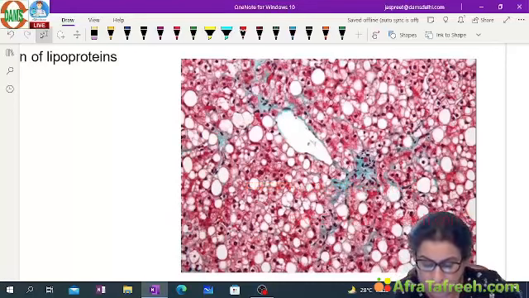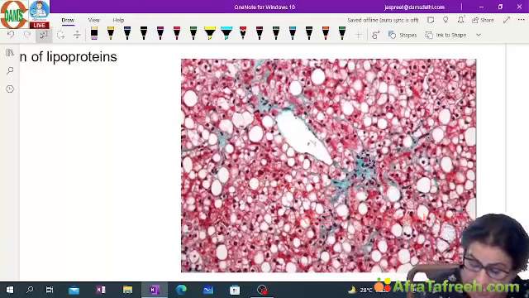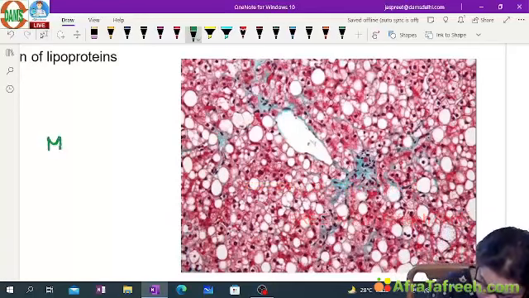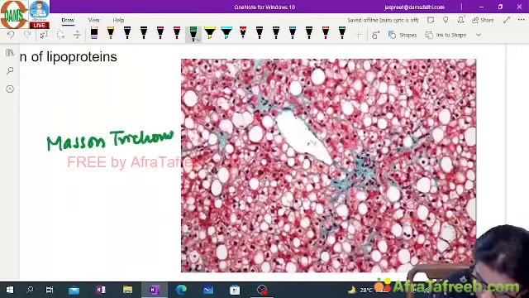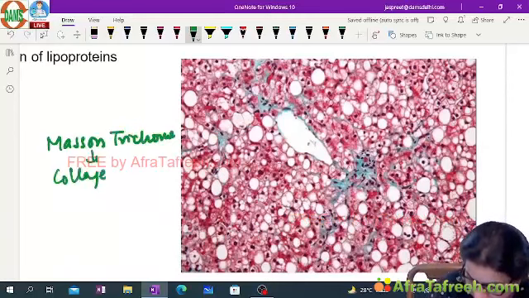Yes, very good. So Adesh, good. This is Mason's trichrome. So what is the stain? This is Mason's trichrome, number one. Mason's trichrome is a stain for collagen, and collagen appears blue in color.